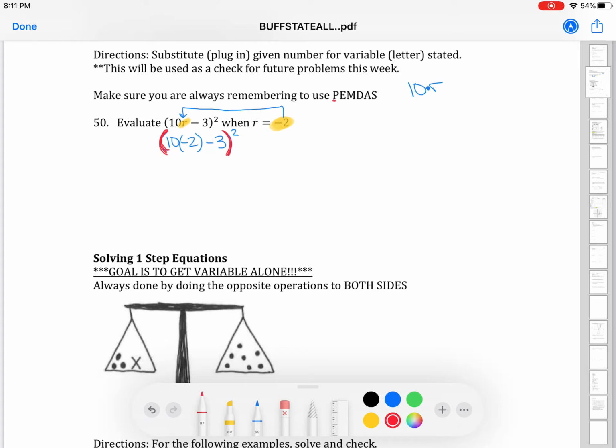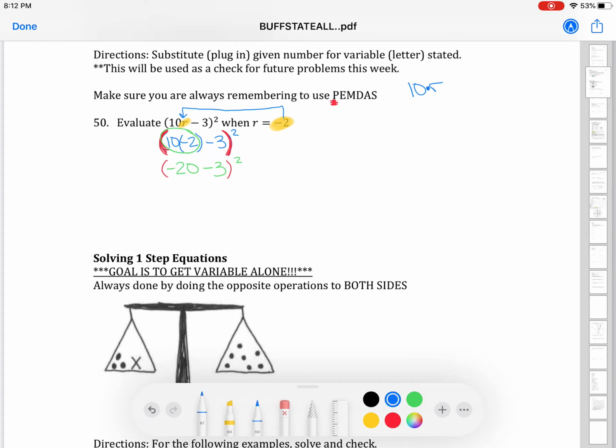Now, inside of the parentheses, we have multiplication and we have subtraction. So you're kind of doing PEMDAS, again, within the first step of PEMDAS. So in the parentheses, you have to follow the rules of PEMDAS, those order of operations as well. So multiplication comes before subtraction, so I'm going to do that first. And I'm going to bring my parentheses down because I won't be done yet. So I'm going to do this multiplication first. So 10 times -2 is -20. And the -3 comes down, and so does the squared.